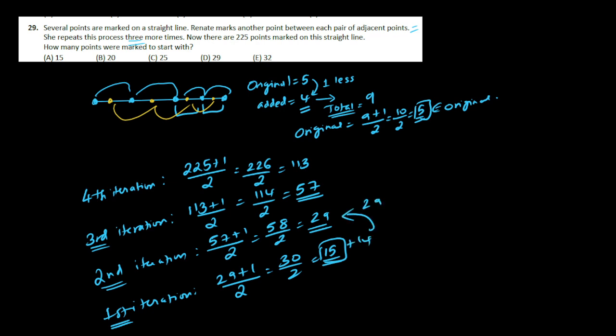And then she added more pairs, which ended up 1 less, and then the total would be 57. And then if you add 57 plus 1 less, you will end up with 113. And on the 4th iteration, she added 1 less to the existing 113, and then she ended up with 225. So 15 is your answer.